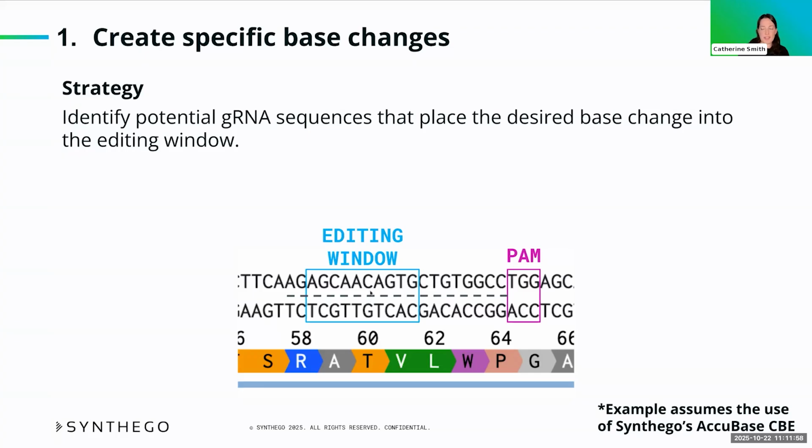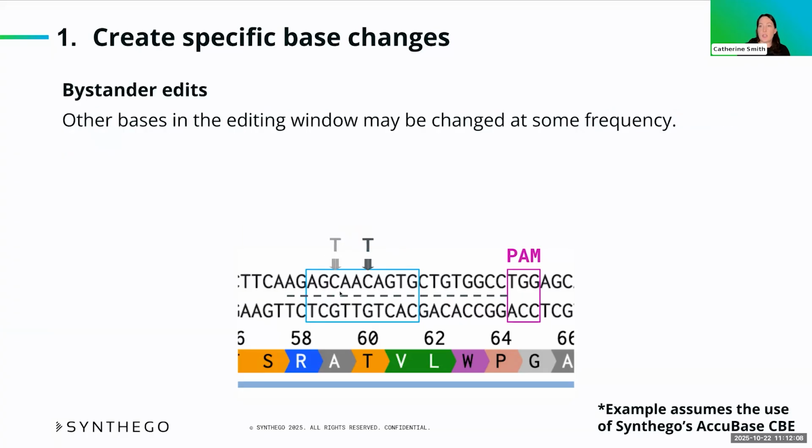Now, you may be noticing that there are a couple of cytosines here that could potentially be edited. You have your intended cytosine, and then you have this other site nearby. You should expect that other editable bases within your editing window will be converted at some frequency, and these are called bystander edits. Whether or not your experiment can tolerate bystander edits will depend a lot on what it is that you're hoping to do and why.